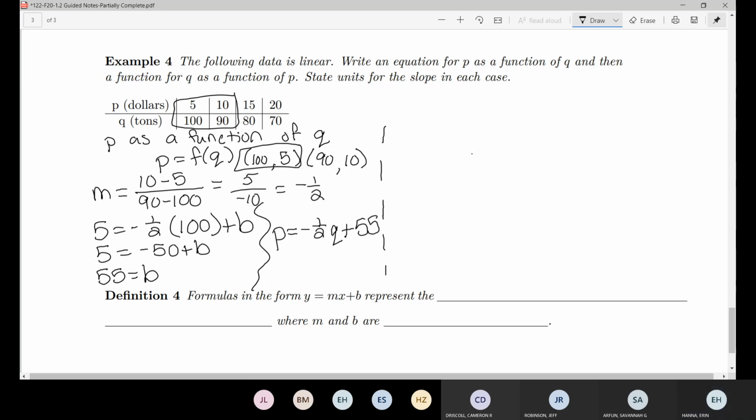Savvy? I want you to do the other way, so I want you to do Q as a function of P. I'll give you a minute and a half. Does anyone want a piece of paper? If anyone needs paper, I've got paper.